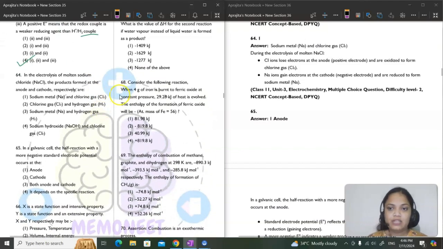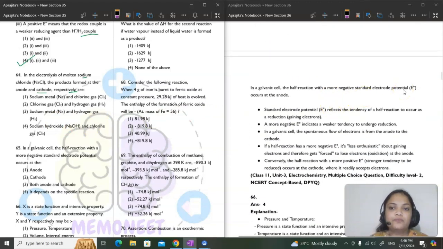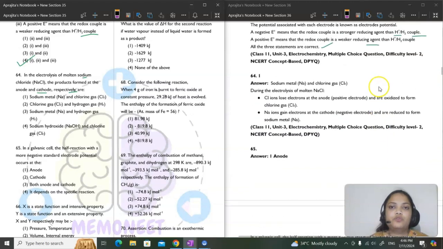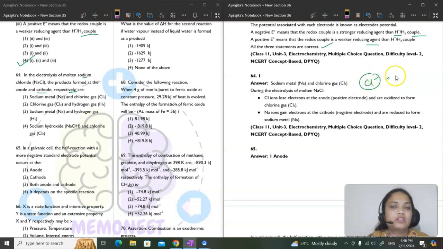Next is question number 64. In the electrolysis of molten sodium chloride, the products formed at the anode and cathode are, okay. So if I talk about the electrolysis of sodium chloride, what happens is chloride ions will move towards the positive electrode, which is your anode, and sodium ions, they gain electron and they move towards the cathode. Means at cathode sodium metal will be formed and chlorine gas will be liberated at the anode.